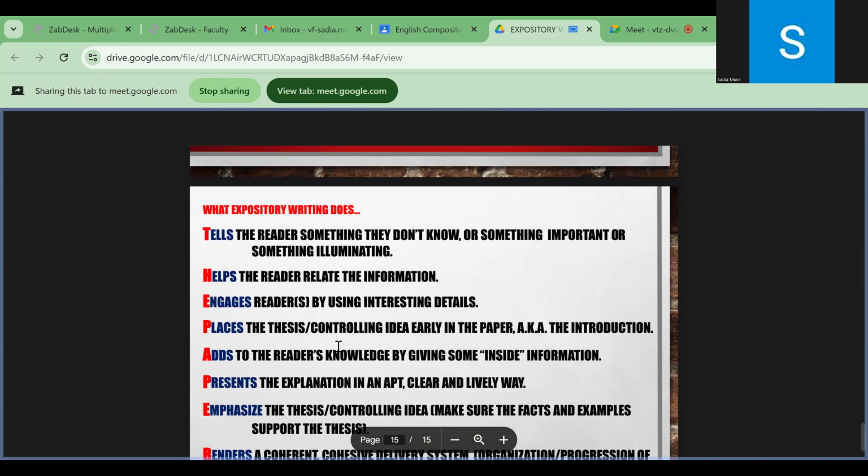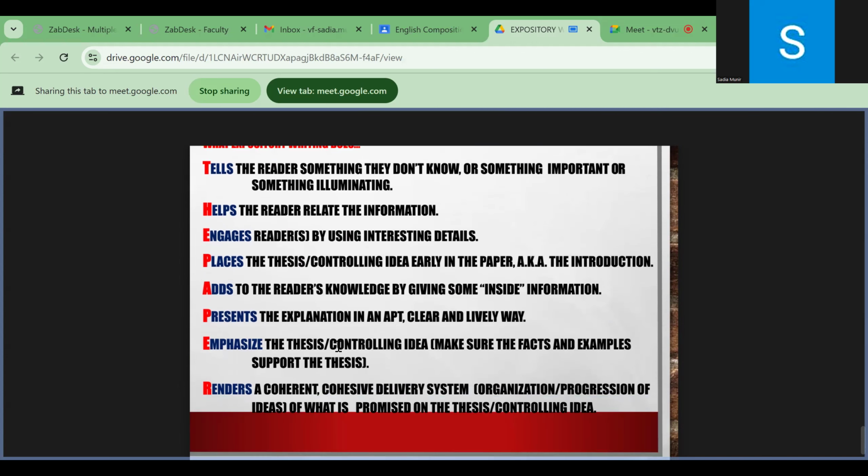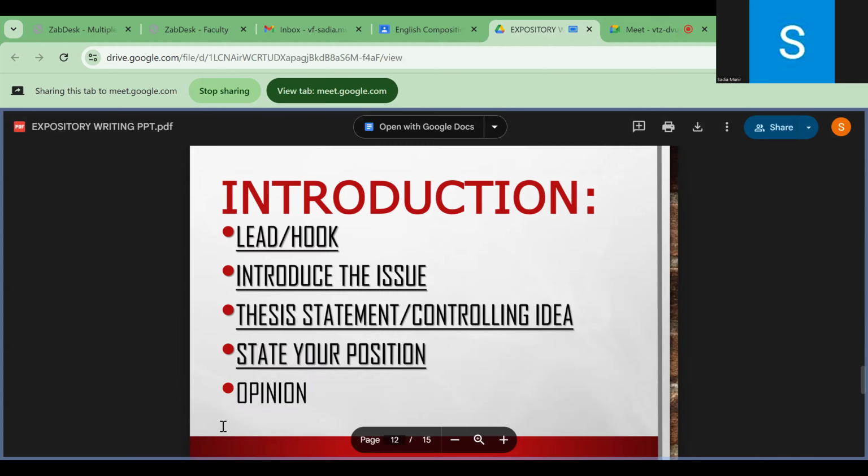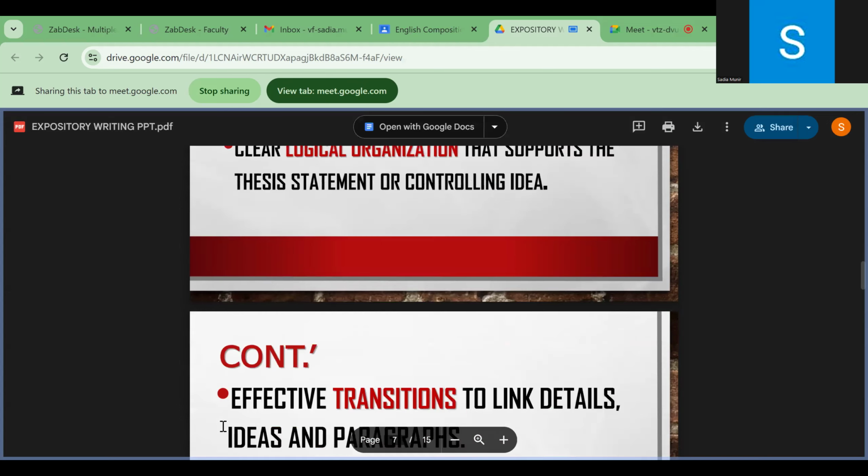Now, what does expository writing do? It tells, helps, engages, places, adds, presents, and emphasizes with renders, which means a coherent, cohesive delivery system is there. It has to be organized. So you have to read this abbreviation. This is how you write an expository essay.